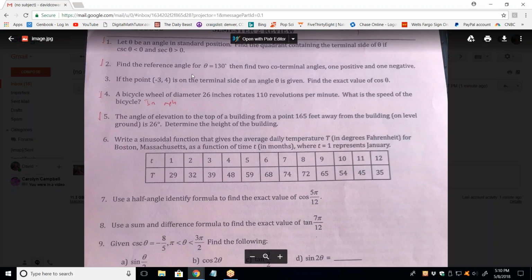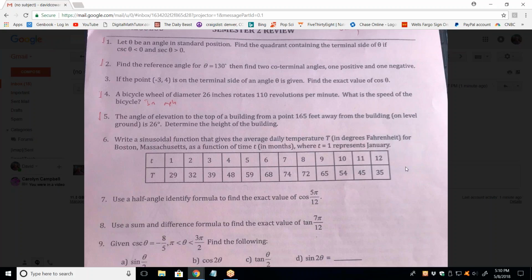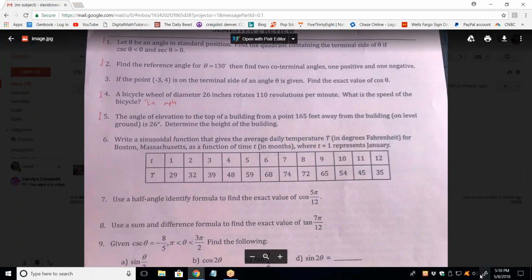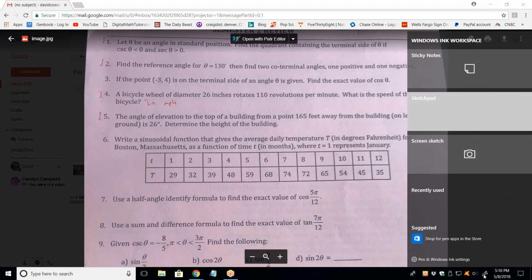Okay, do we want to start on 1? Let's see. I did 1 through 5. I haven't done 3. Oh, you're right. I don't see a red mark. Okay. Yeah, let's do 3. I think I'll just draw on this, if I can get my Windows ink to open up.